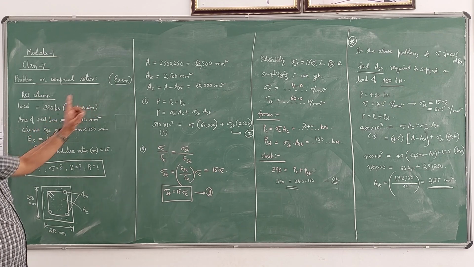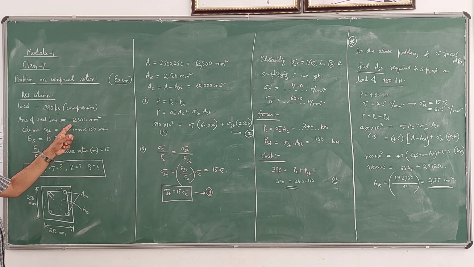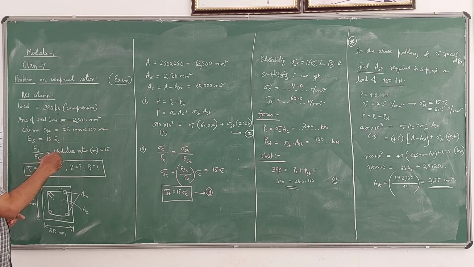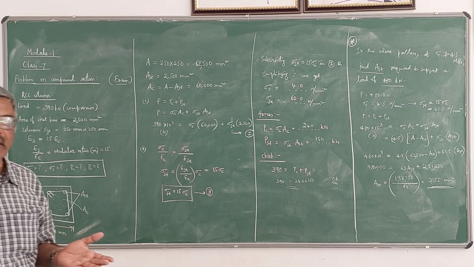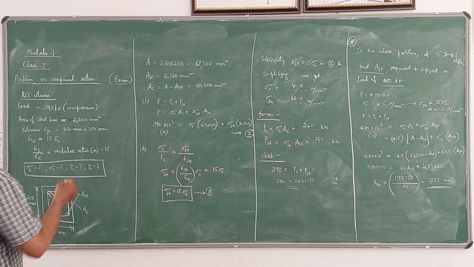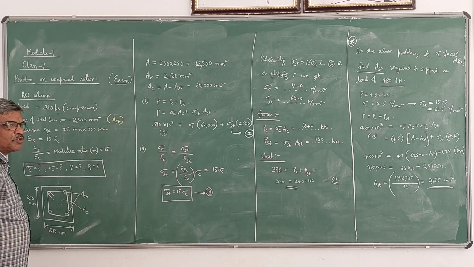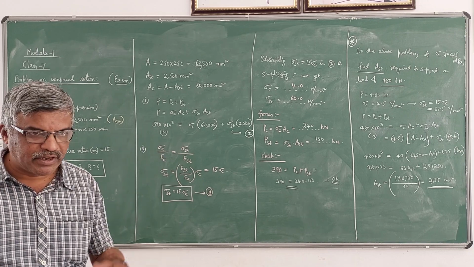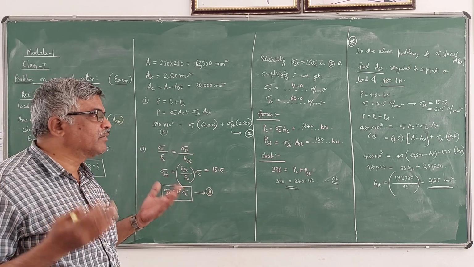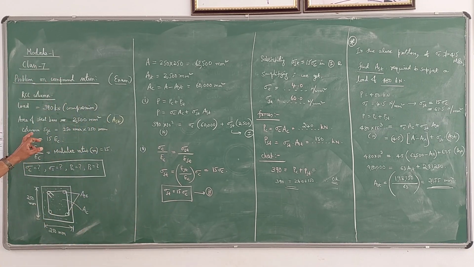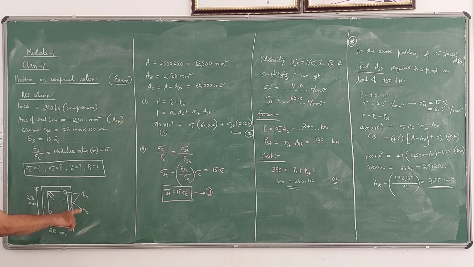This is an examination problem. The steel bar area is given. Instead of giving the diameter of the bar and all, directly he has given the area of steel, AST, which is 2500 millimeter square. Please note that all the units should be in Newton and millimeters. Even if they don't give in that unit, you have to convert them and then use the formula. The size of the column, it's a square column, of course, is 250 mm by 250 mm.